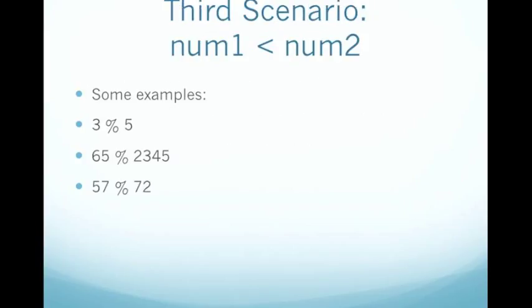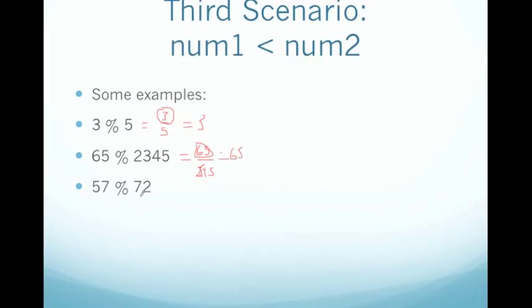Okay. Our third and final scenario is when num1 is less than num2. So this seems complicated at first, but it's actually quite simple. So I'll show you with these examples. If I turn this into a division problem again, I get 3 over 5, or 3/5. Using the numerator rule, I can actually just take this 3 and use it as the answer. 3 modulo 5 is 3. Same thing goes for this. 65 over 2, 3, 4, 5. 65 is my answer.